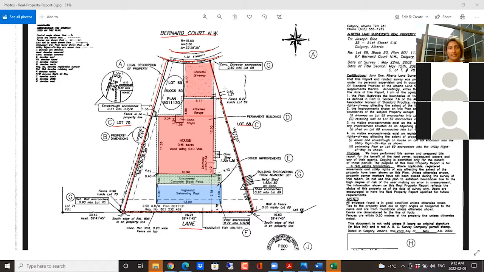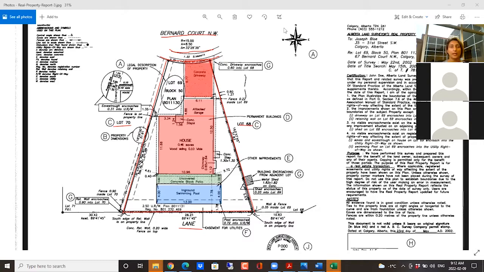So in this case, it tells us that the concrete driveway encroaches onto lot 68. So we can see that our driveway here goes all the way into the neighbor's property. So let's take a look at it. The concrete driveway goes all the way on the side here, but our property boundary is right there. Okay, this is encroaching on the neighbor's property.